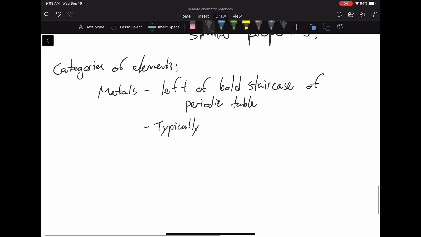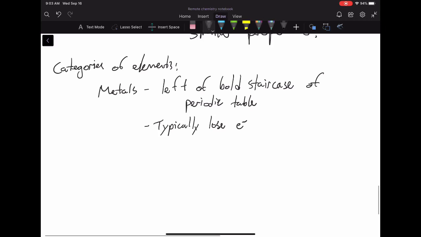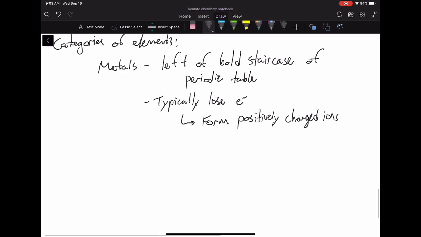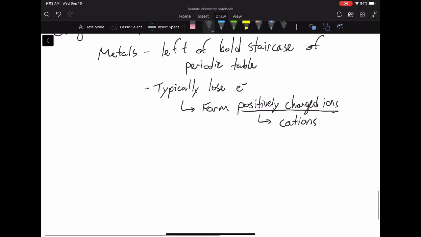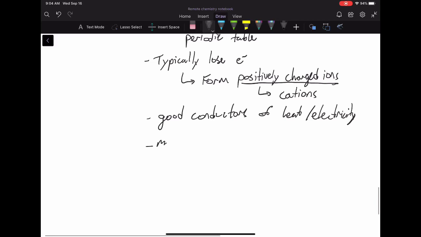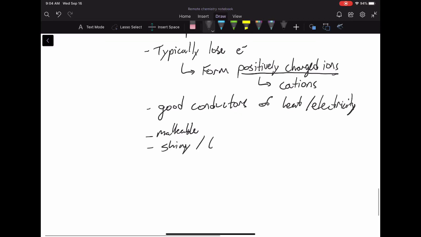Metals will typically lose electrons, and if they are losing something that is negative, this means that they will typically form positively charged ions, which we talked about in a previous lesson. The more scientific name for positively charged ions is cations. Metals are also good conductors of heat and electricity. They are malleable, which just means they can be flattened into thin sheets, and they are shiny. This is also known as luster.